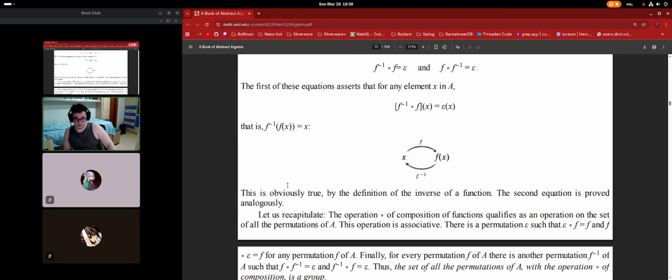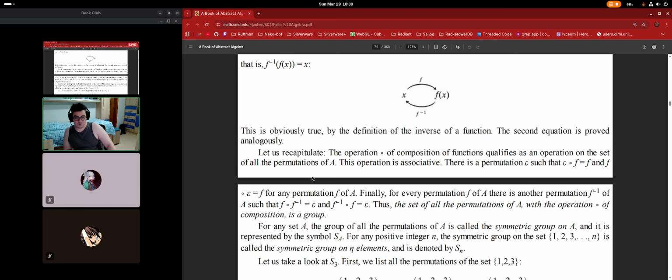This is obviously true by the definition of the inverse of a function, which means that the composition operator of functions qualifies as an operation in the set of all the permutations of A. The operation is associative. There is a permutation that qualifies as the identity element, and because f is bijective, we also know that there must be an inverse that can be defined in terms of the neutral element, which then does mean that the set of all the permutations of A with the operation compose is a group.